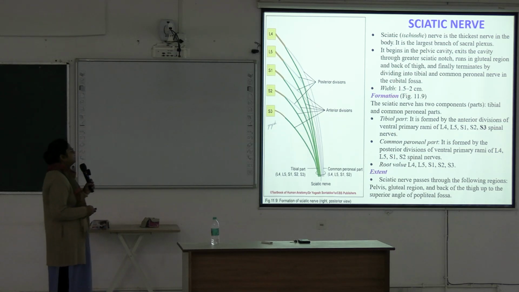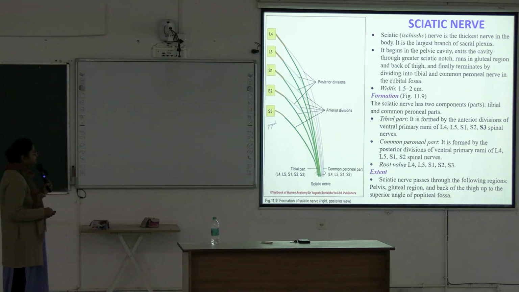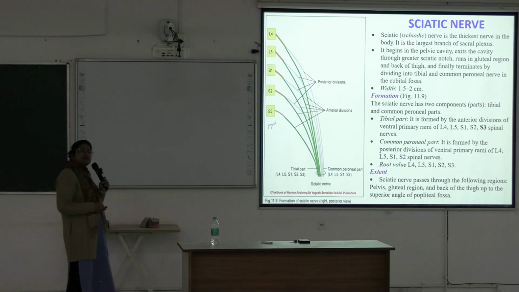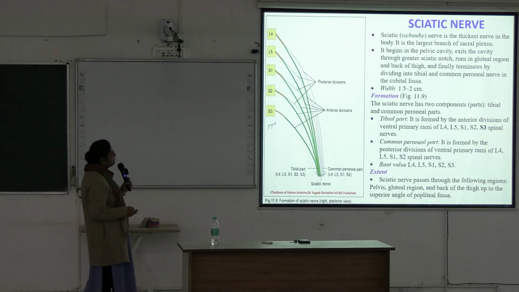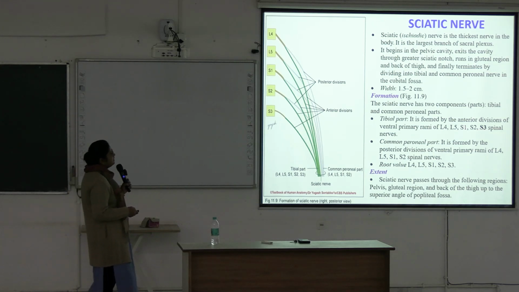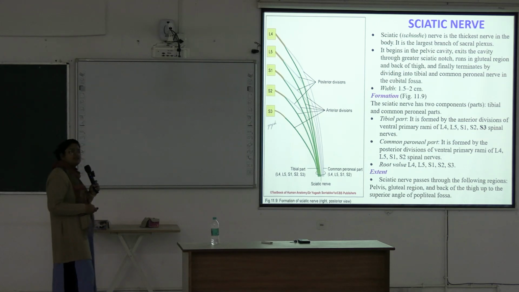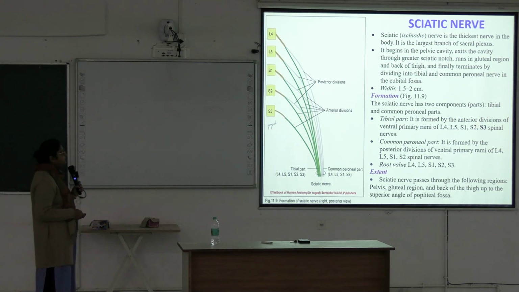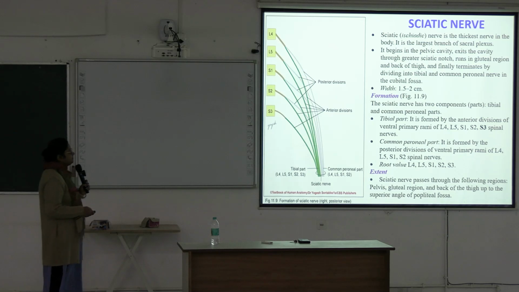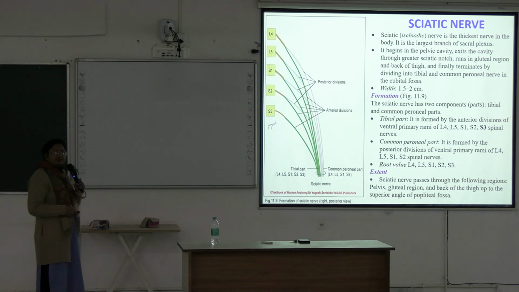Width is 1.5 to 2 centimeter. This is the formation. It has two components, tibial part and common peroneal part. Tibial part is formed by anterior divisions of ventral primary rami of L4, L5, S1, S2, S3 spinal nerves, and common peroneal component is formed by the posterior division of ventral primary rami of L4, L5, S1, S2, S3. This is anterior division, here is posterior division. Root values are same.